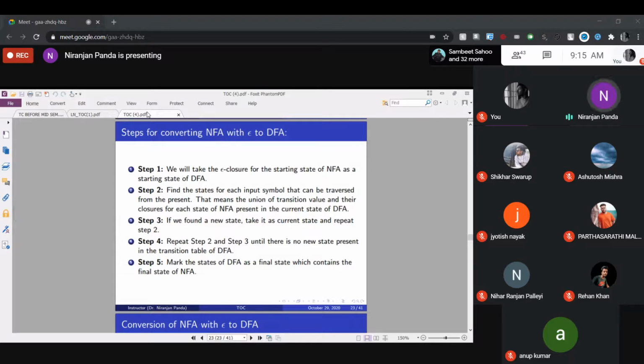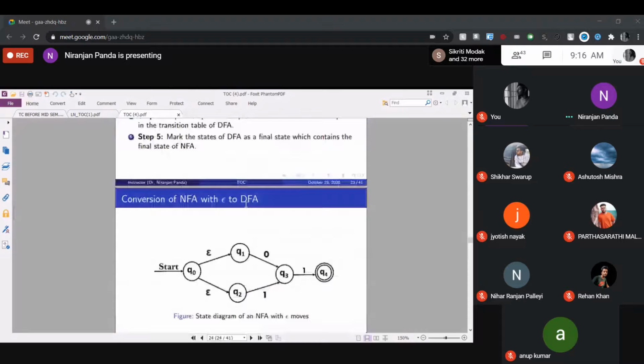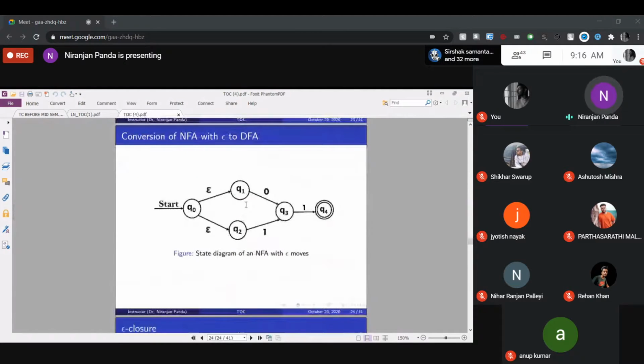These are the steps for converting NFA epsilon into DFA. And here it tells us that the first work is to find out the epsilon closure. Then I can go for the other steps. Then how to compute the epsilon closure? I am explaining that with the help of an example.